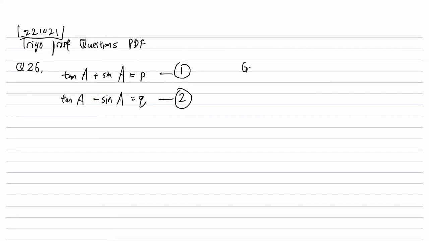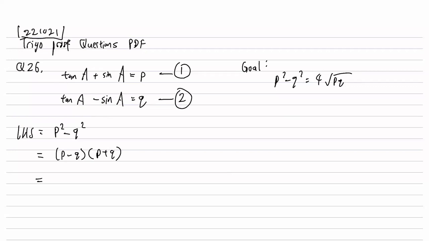Our goal is to prove that p squared minus q squared equals to 4 times the square root of pq. So I realized that both sides are a bit difficult to deal with. So I will just deal with it piece by piece. I'll make sure they meet in the middle. Let's figure out the left-hand side first. LHS, which is p squared minus q squared. If you see square minus square, hopefully you can immediately know it's p minus q times p plus q. And then you can recognize, it's just taking equation 1 plus equation 2 and equation 1 minus equation 2, respectively.